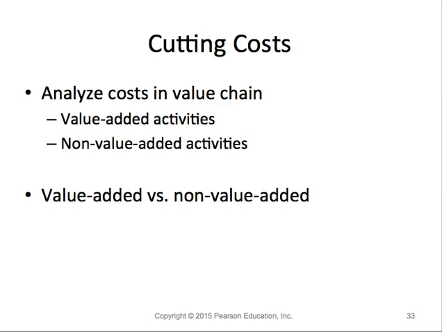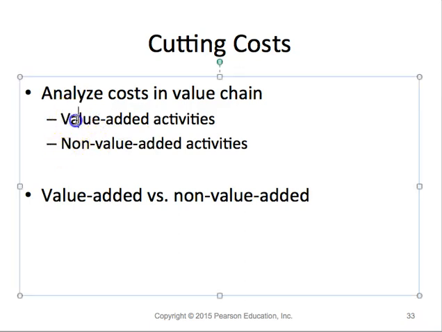To cut costs, of course, you need to know how much cost you have. So you need to analyze costs in the value chain, and we have two types of activities: value-added activities and non-value-added activities. We're going to really focus on the value-added activity, and a non-value-added activity is basically purely cost. So we're going to see, can we reduce those and focus ourselves on the value-added activities.